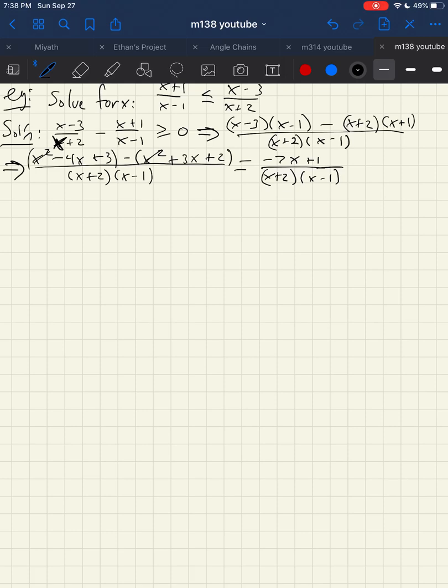Now, if I want to get this in the form of x plus something, I need to deal with that 7. So I'm going to sort of multiply and divide by a 7, or however you want to think about this. I'm going to pull the negative 7 out and get x plus 1/7, or x minus 1/7, sorry. And this is the same denominator, (x plus 2)(x minus 1).